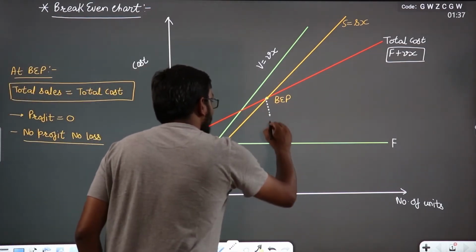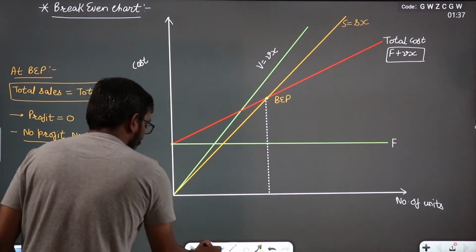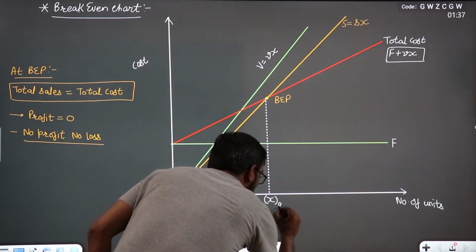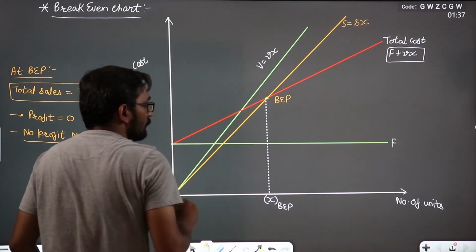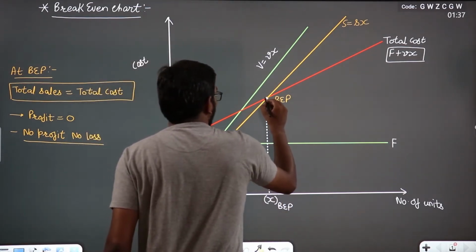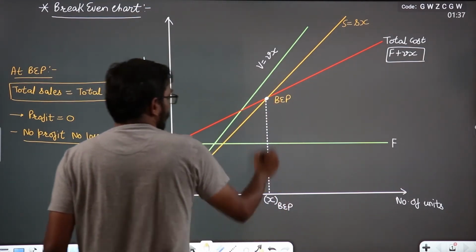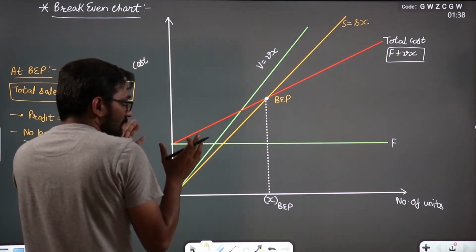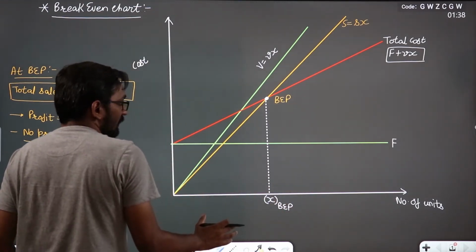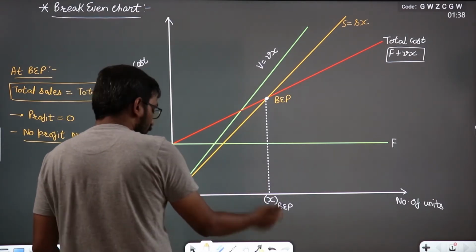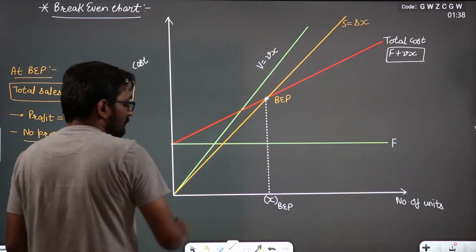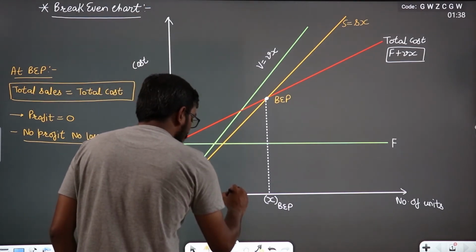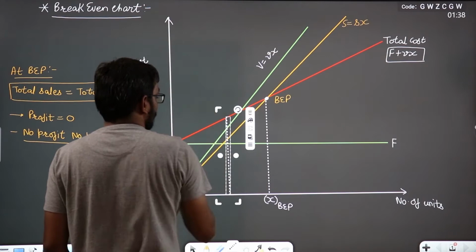Corresponding to this break-even point, this is your number of units corresponding to break-even point, right? If you are able to sell this many units corresponding to this break-even point, then you can say that there will not be any profit to the organization. If you produce or sell a number of units less than this break-even point, suppose you produced this much amount of units, right?